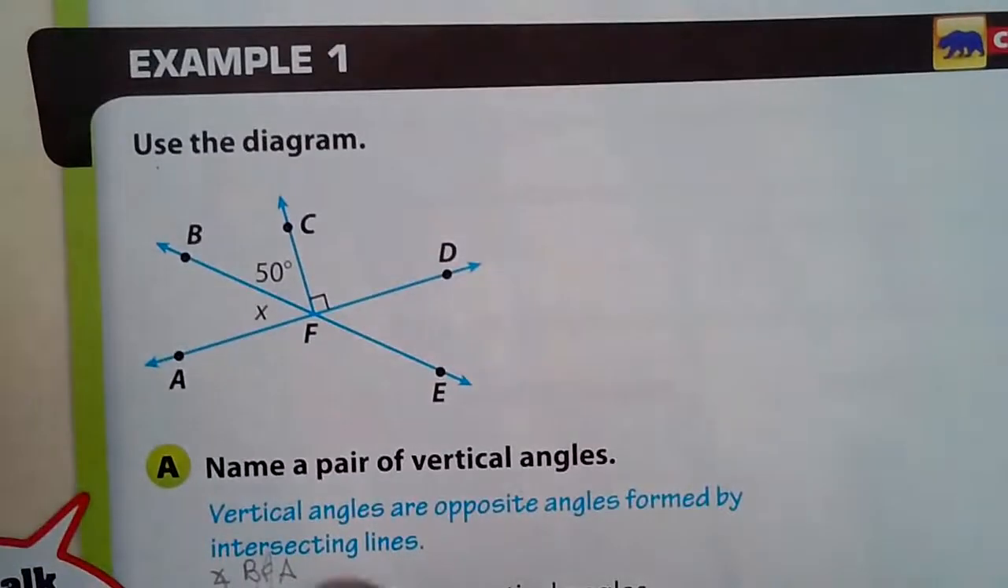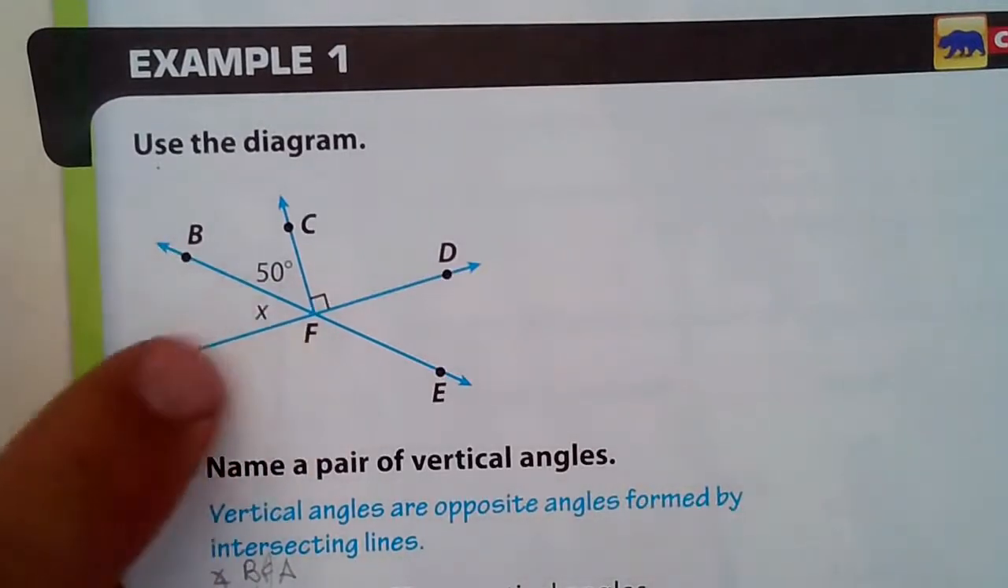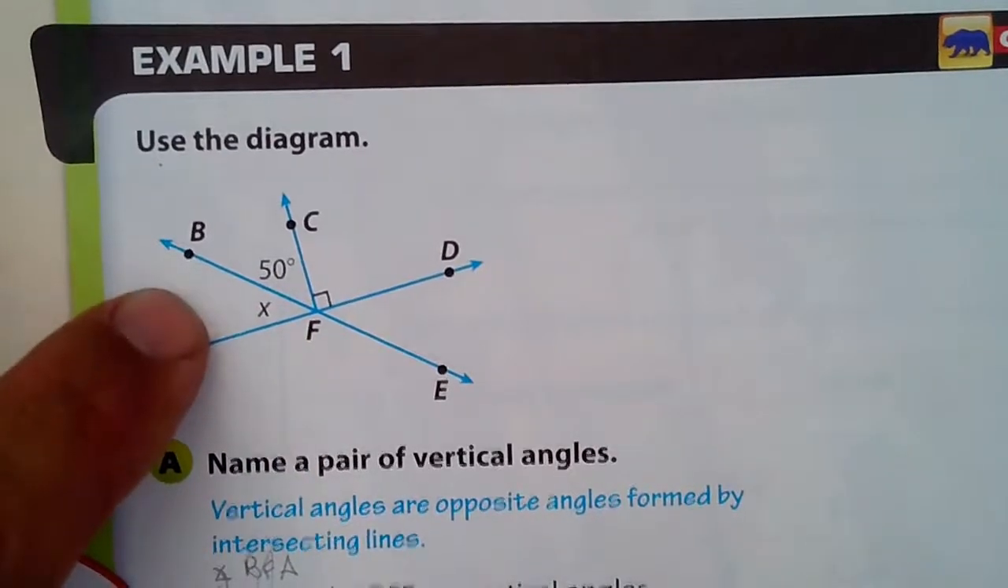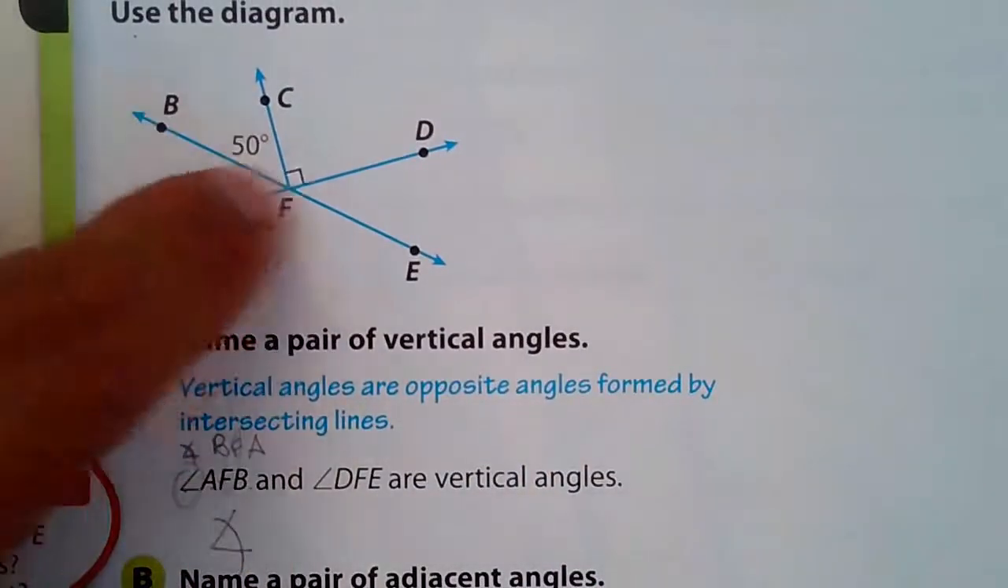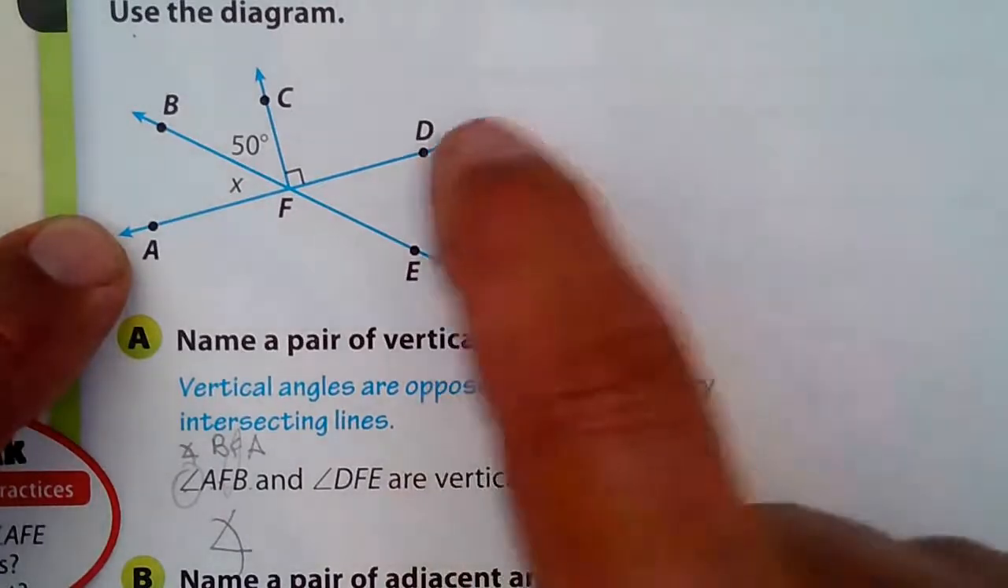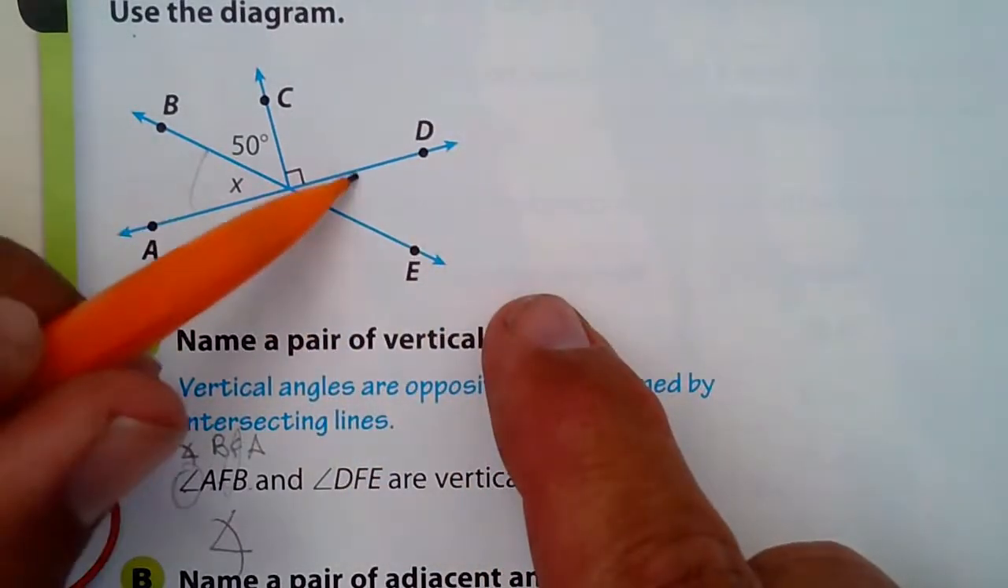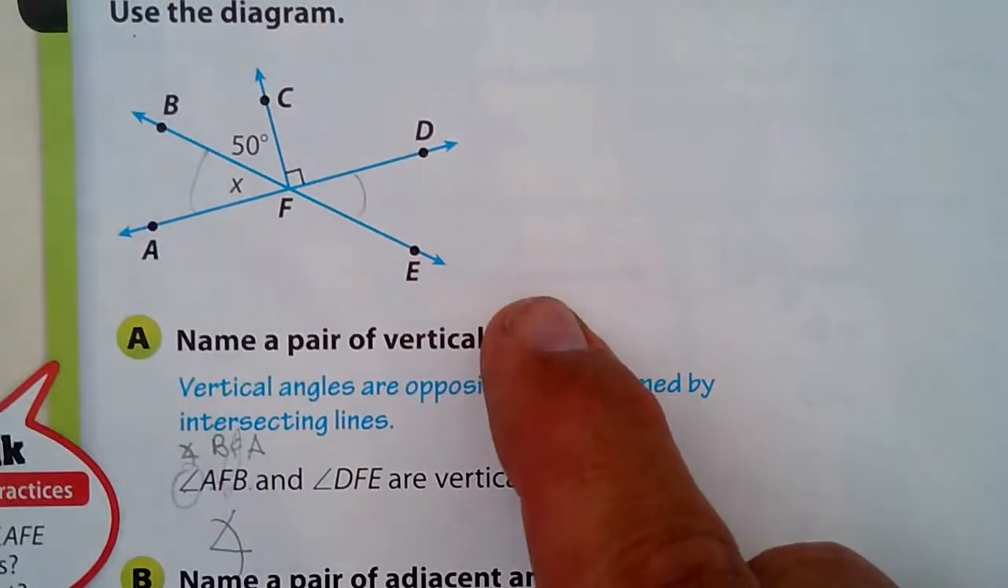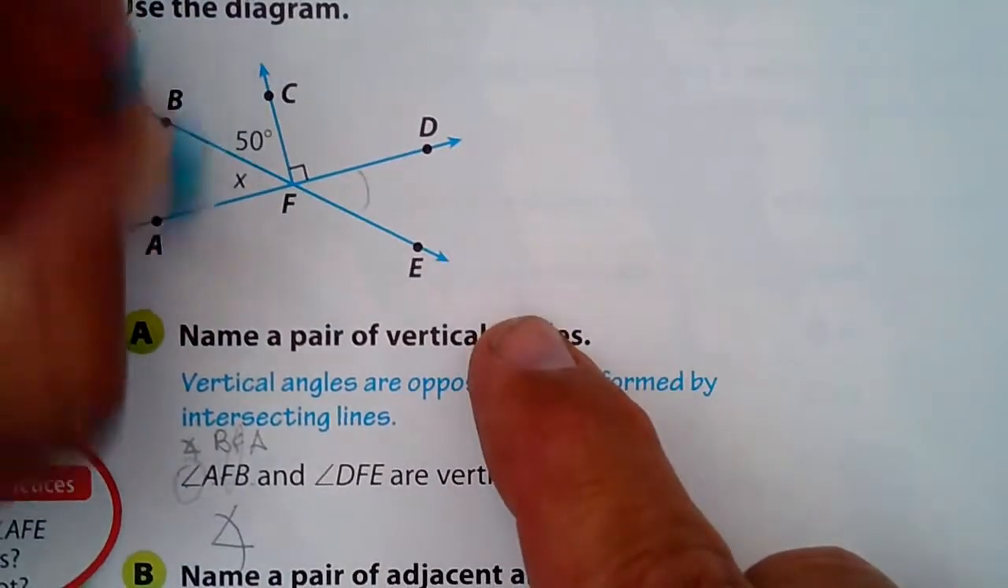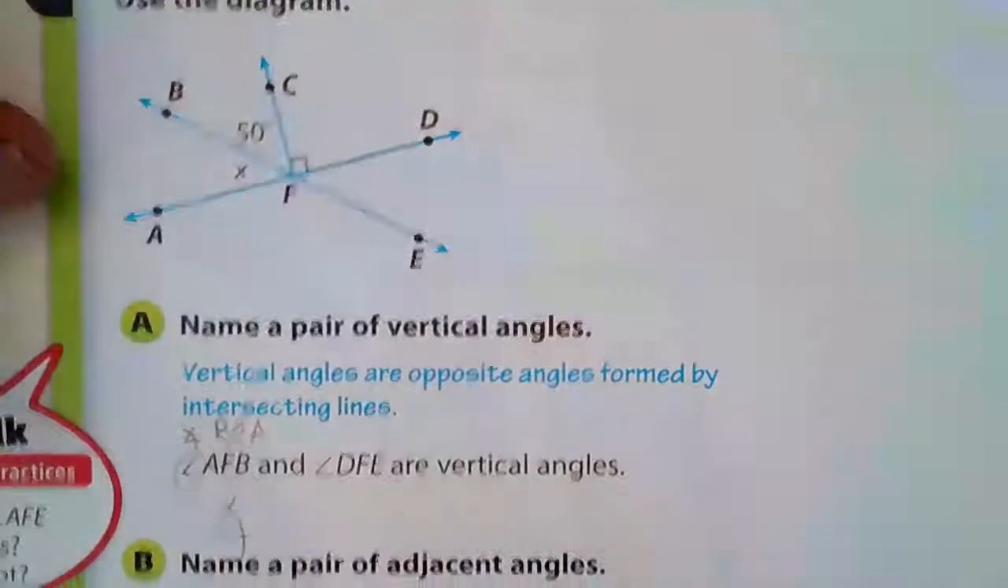So BFA, that's this angle right here that we're talking about. So a pair of vertical angles, we have BFA and DFE. So these two are the vertical angles that they're talking about. Okay, they're opposite of each other and they are congruent.